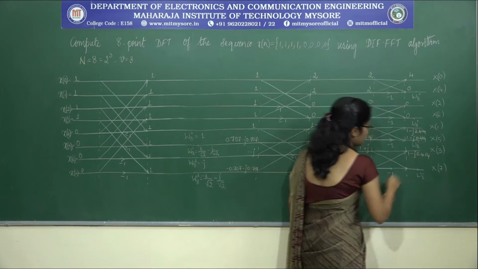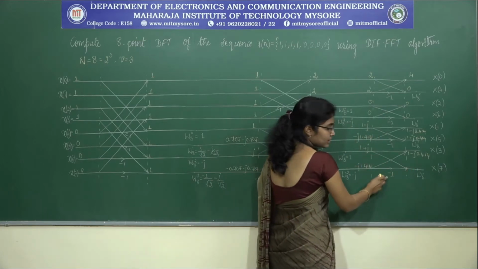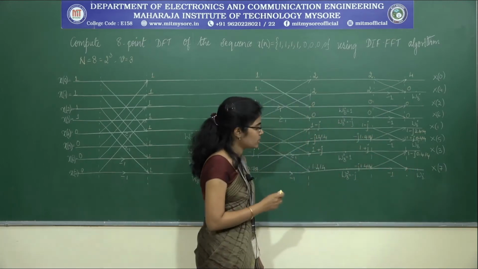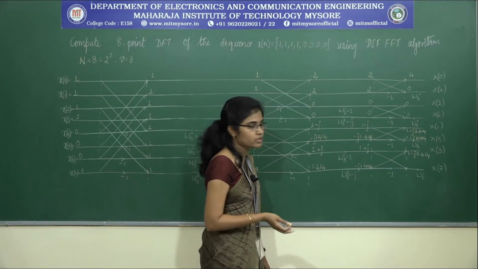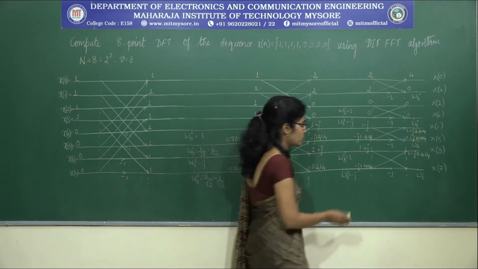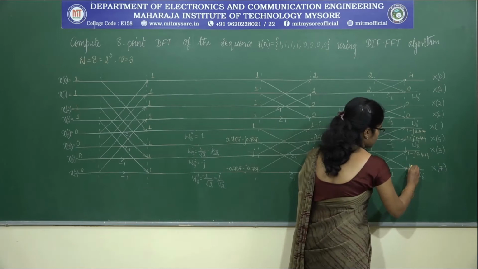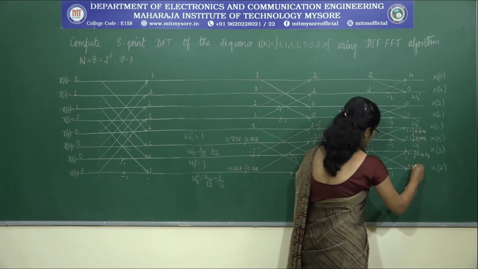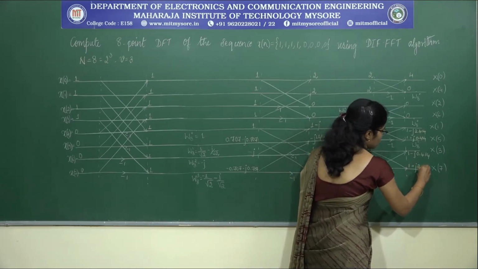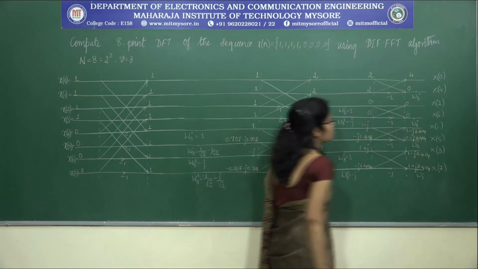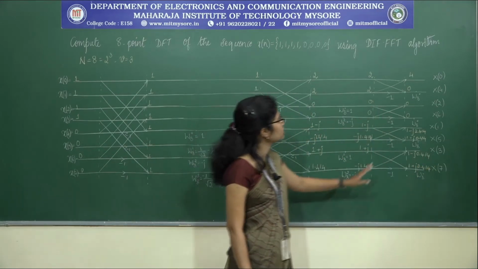0.414. So coming to this point, this is getting multiplied with minus 1, minus j 1.414 into minus 1 is plus j 1.414. So at this particular point, the output will be 1 plus j 2.414. So did we find out the DFT?